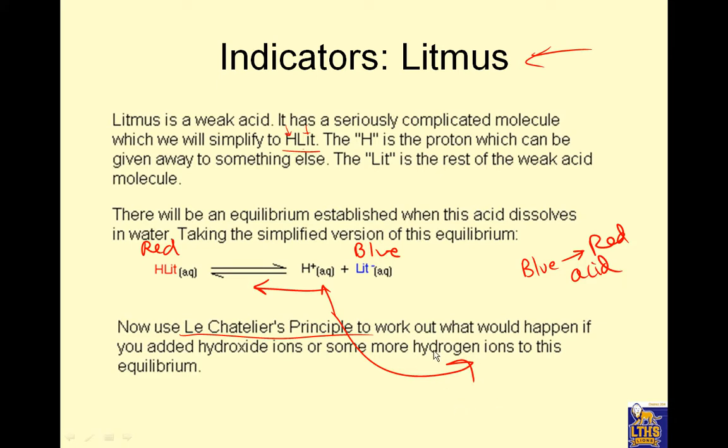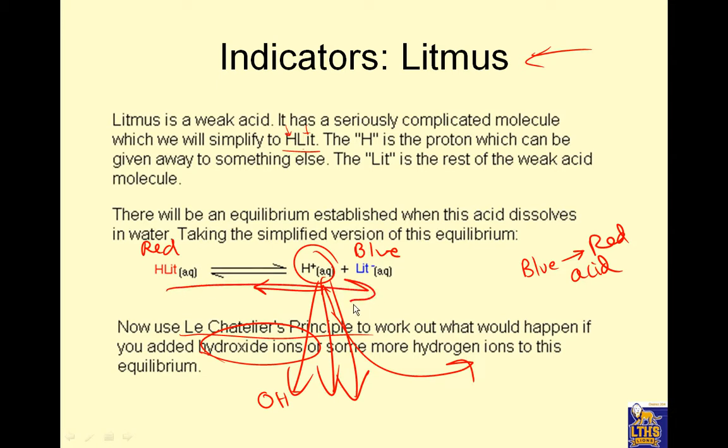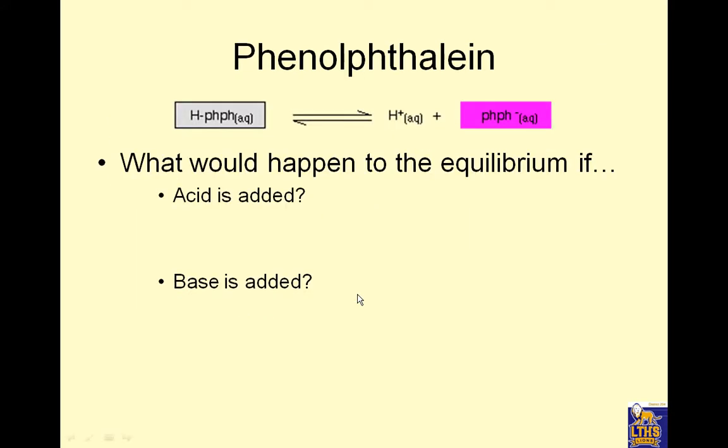Let's think about the other way. If I add hydroxide ions, OH minus, the OH minus would go and grab the hydrogen out, and then it would shift towards blue. So indicators work by shifting equilibrium based on the properties of the indicator and the colors they are. Let's try it one more time.